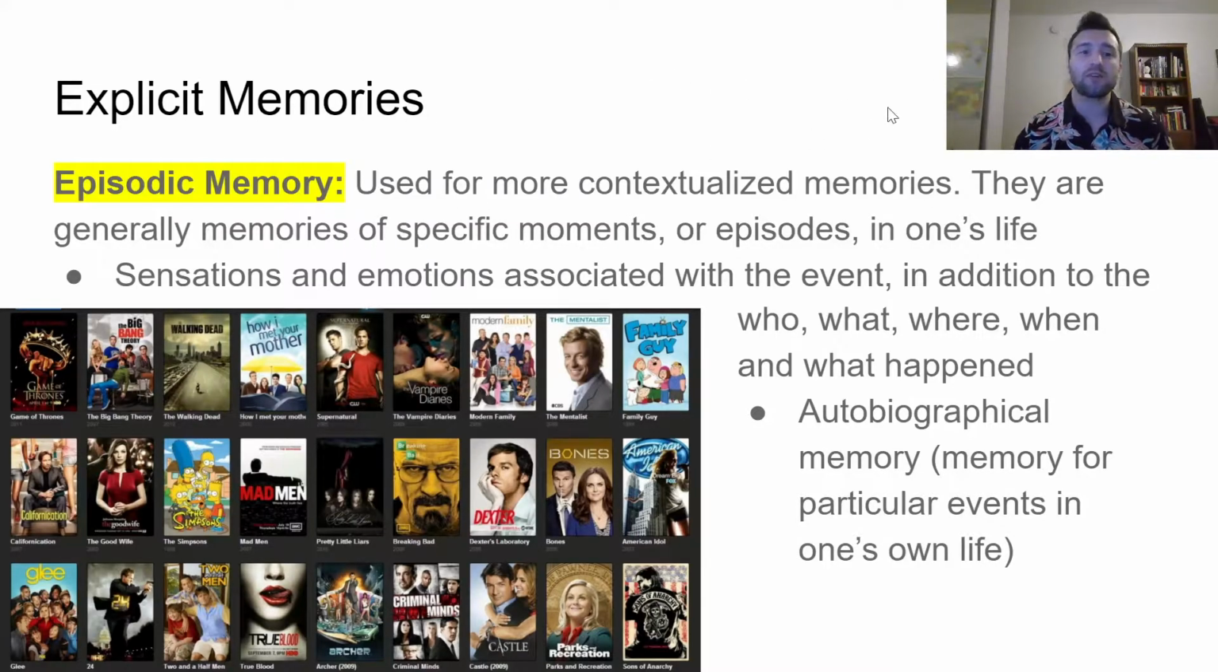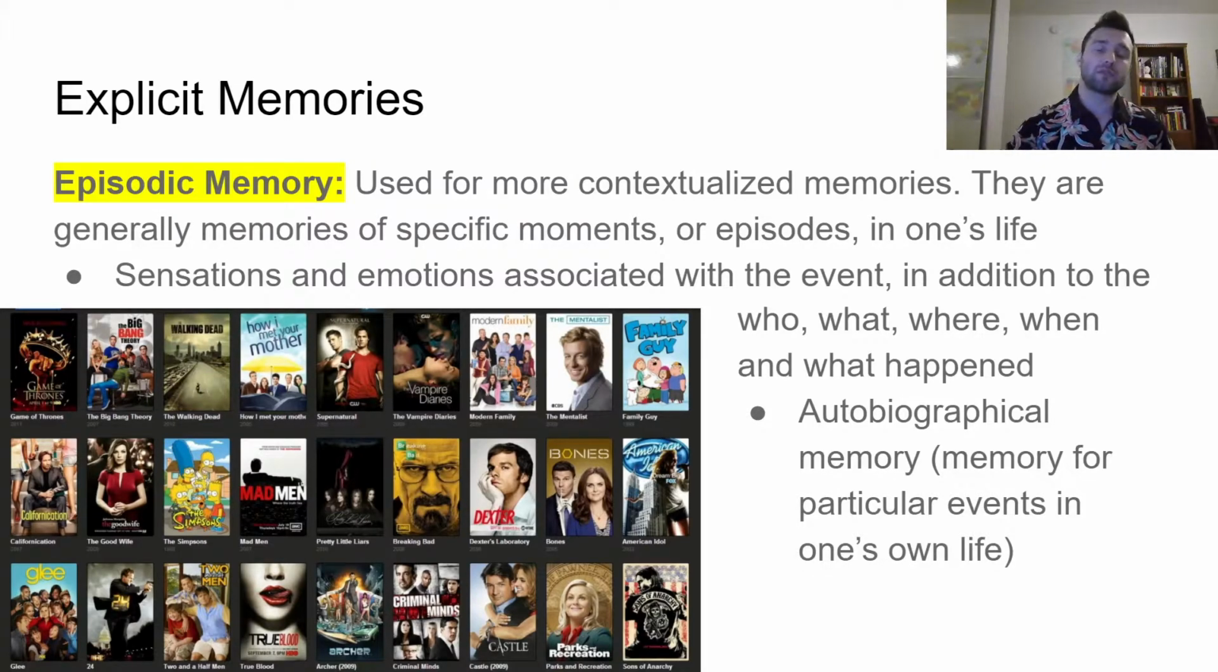Now, episodic memories, again, are going to have a lot of information in them. They're going to have the basic factual information, like the who, what, when, and where of the event. In addition, a lot of times it's also going to hold on to the sensations and the emotions that have been associated with the event.